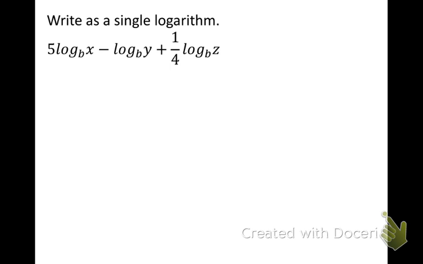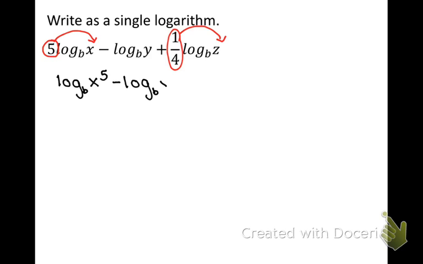All right. This time, rather than separating the logarithm out, they're giving us the separate logarithms, and we want to squish it back into a single one, okay? Now, to start out here, notice that I have some numbers or coefficients in the front of each term. I've got a 5 and a 1/4. In both of those cases, I can throw them up. So I can right off the bat rewrite this as log base b of x to the 5th minus log base b of y plus log base b of z to the 1/4.